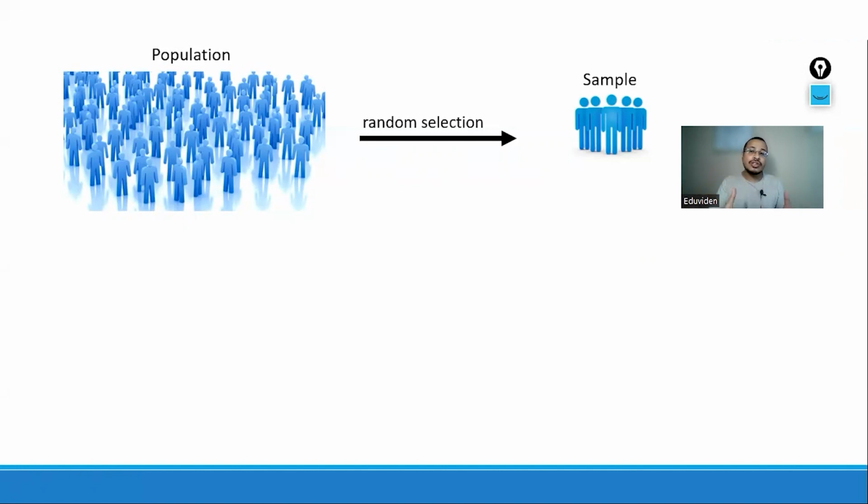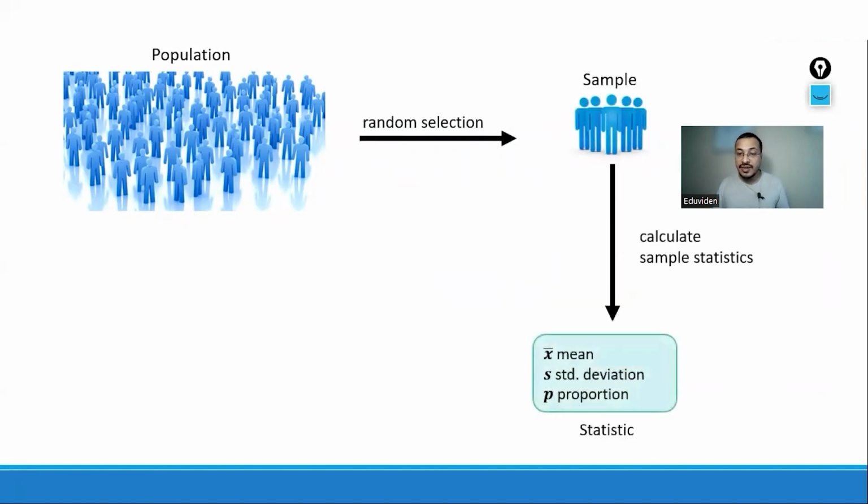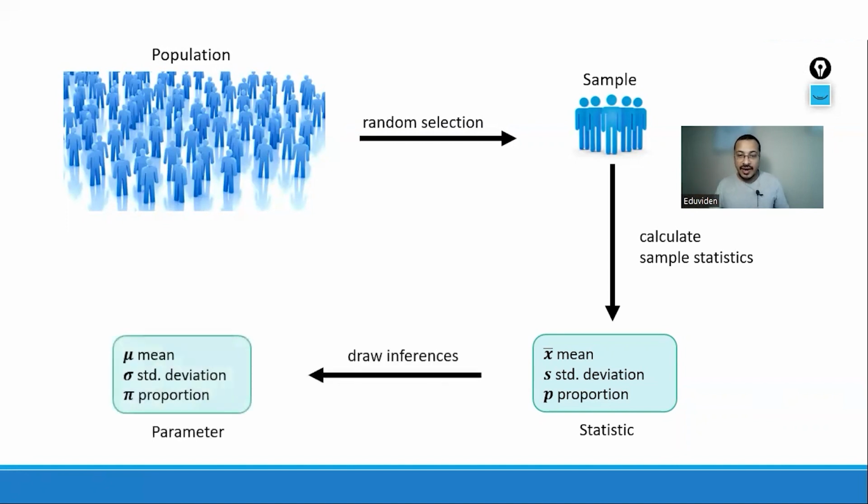But can I directly go to the population? No, I have to randomly select some data points, create a sample, and from a sample, we'll calculate the parameters, right? Like mean, standard deviation, proportion, coefficient of variation, whatever it is. And these are actually called sample statistics. So a statistic is that value which we calculate from a sample, right? And from these sample statistics, we will draw inferences to comment on the population parameters.